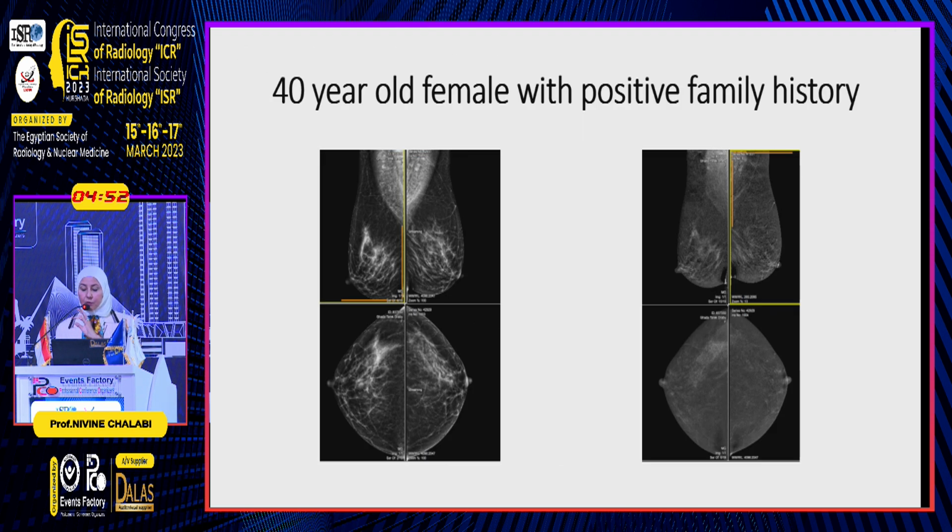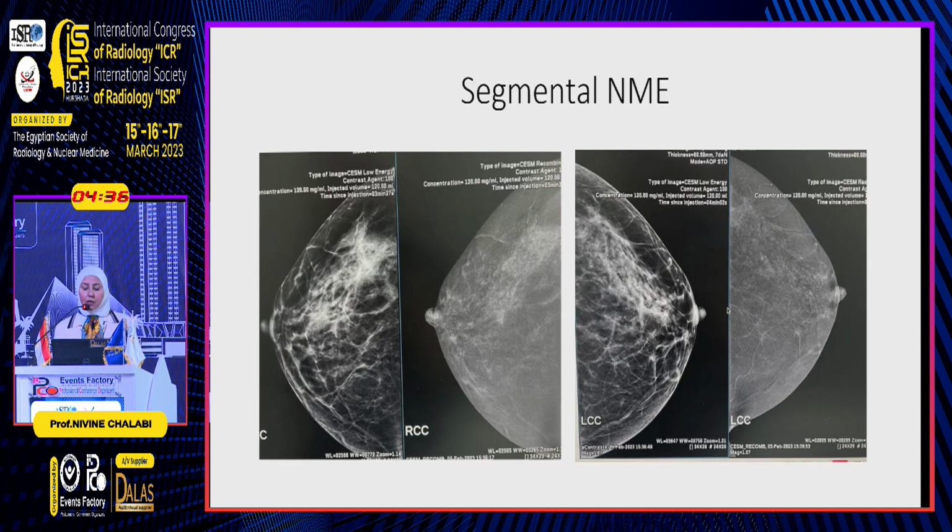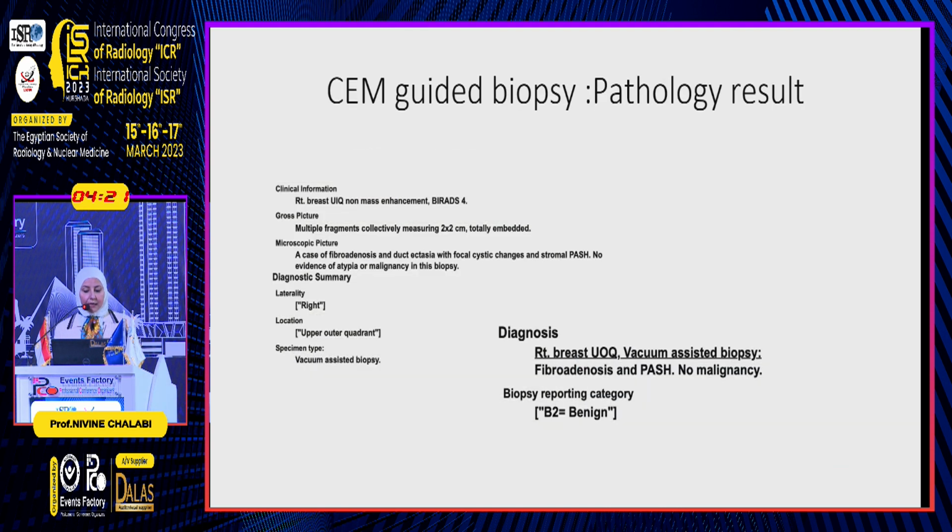This is another example that I met a few days ago of a 40-year-old female with positive family history. Her physician insisted, despite the patient not having a palpable lump, on doing a contrast-enhanced mammography. As you can see on the right side, there is a segmental clumped non-mass enhancement that was suspicious. I did an ultrasound and couldn't find any lesions to biopsy, so the patient was referred to a center where contrast-enhanced mammography biopsy was available. The biopsy was taken and returned as PASH.